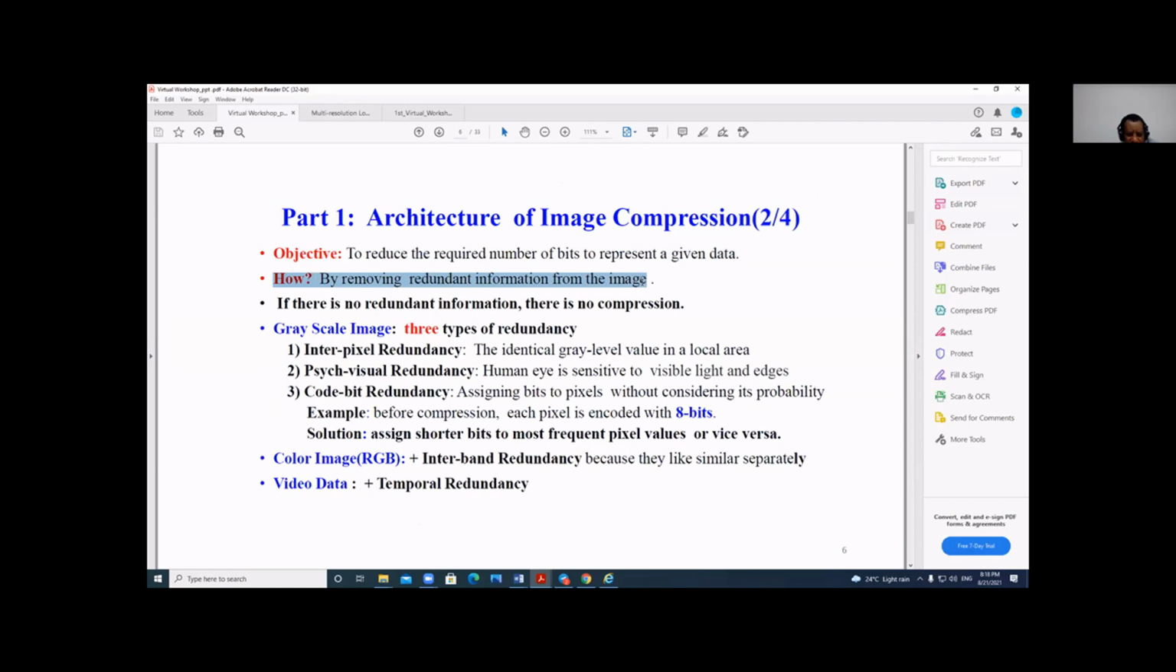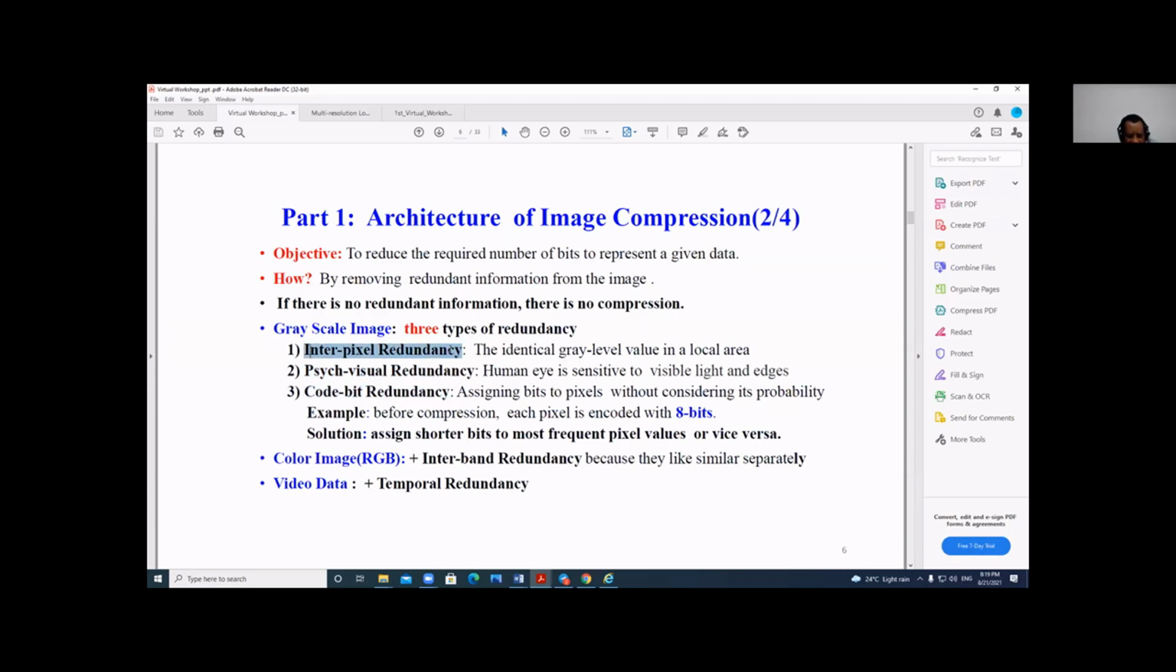Data compression will be effective if there is redundant information inside the data. If there is no redundant information, you cannot remove anything because every piece of information is very important. But if there is redundant information, it is useless because we can predict the remaining information if we preserve the very relevant information. There are three types of redundant information in a given grayscale image: interpixel redundancy, psycho-visual redundancy, and coding redundancy.